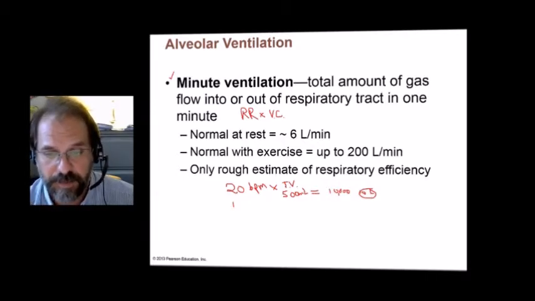So you just take however much air you're moving. If you're at rest, that's the tidal volume. If you're breathing maximally, that's your vital capacity, which, believe me, if you tried to breathe in your vital capacity again and again and again, you'd get exhausted. That's very hard to do. So this is a typical way of calculating your minute volume.